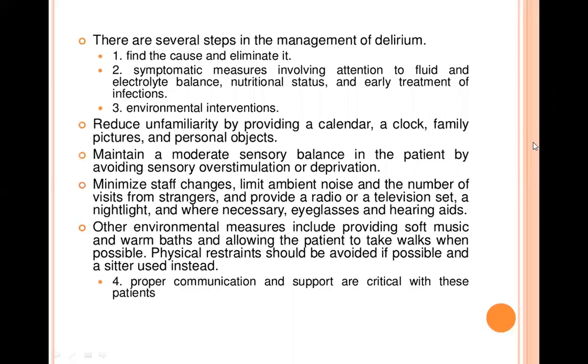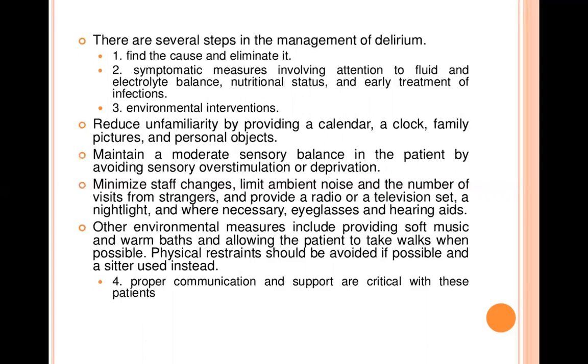Then next, there are several steps in management of delirium. So first is find the cause, meaning what are the steps for managing the delirium disease. First we have to find out the cause and eliminate that cause. Then next is symptomatic measures, because this disorder has a group of symptoms. So we have to do symptomatic measures involving attention to fluid and electrolyte balance. We have to see the patient's electrolyte balance, then nutritional status, and early treatment.